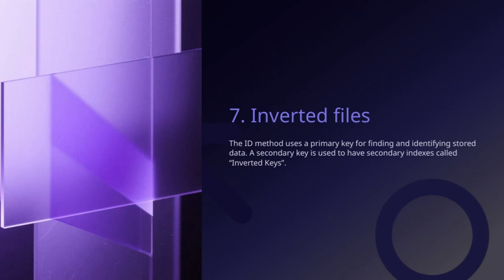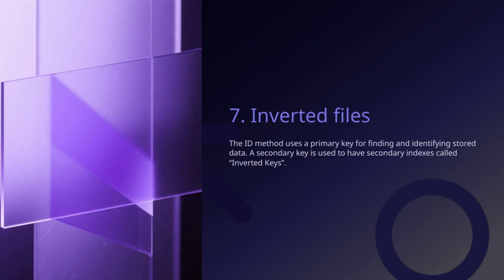Now, let's move on to the next point about the ID method. As I mentioned earlier, it primarily uses a primary key to locate and identify stored data efficiently. But what's really interesting is the role of secondary keys. These are used to create secondary indexes, which we often refer to as inverted keys. Now, these inverted keys are crucial because they allow us to quickly find data based on attributes other than the primary key. Think of them as an additional map that points us to the data we need, even if we don't have the main identifier.